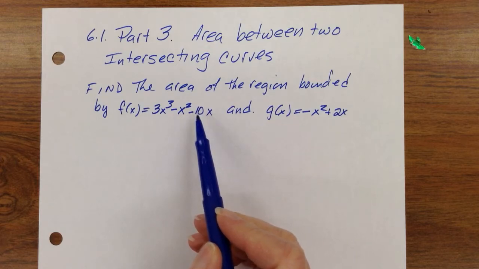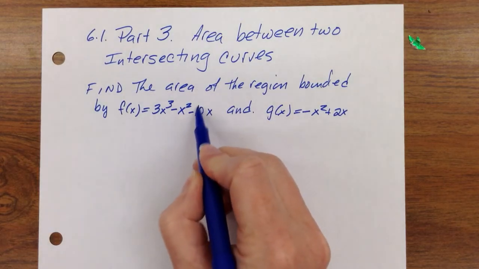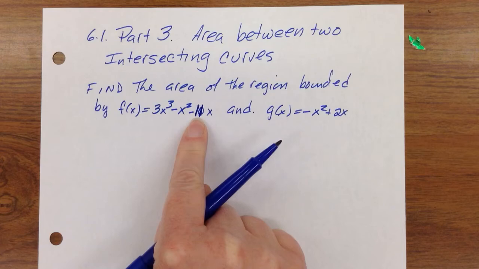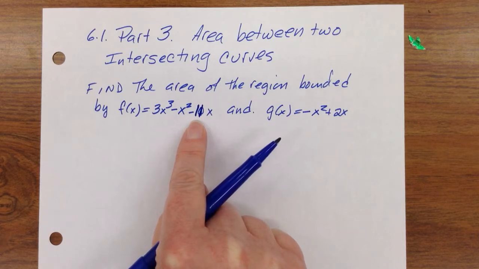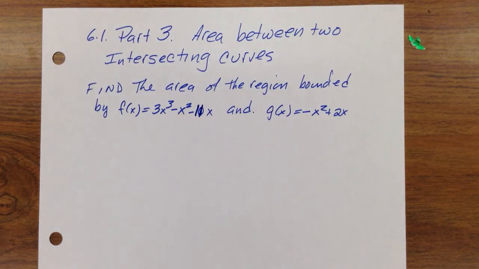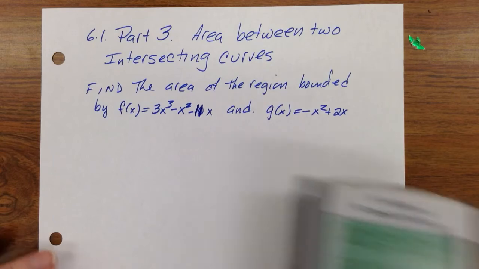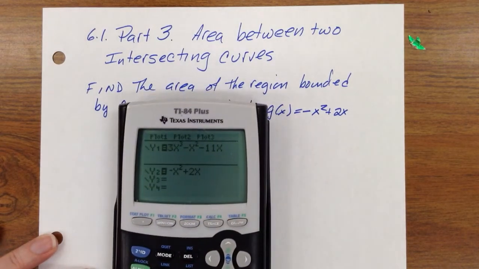I am going to change this problem so that it's not as user-friendly when we do this by hand, and it'll be a -11. But I am going to use my calculator fully and completely to get the job done. So consider this a calculator-based problem. The first thing I'm going to do is go to my y equals, and type these into y1 and y2.